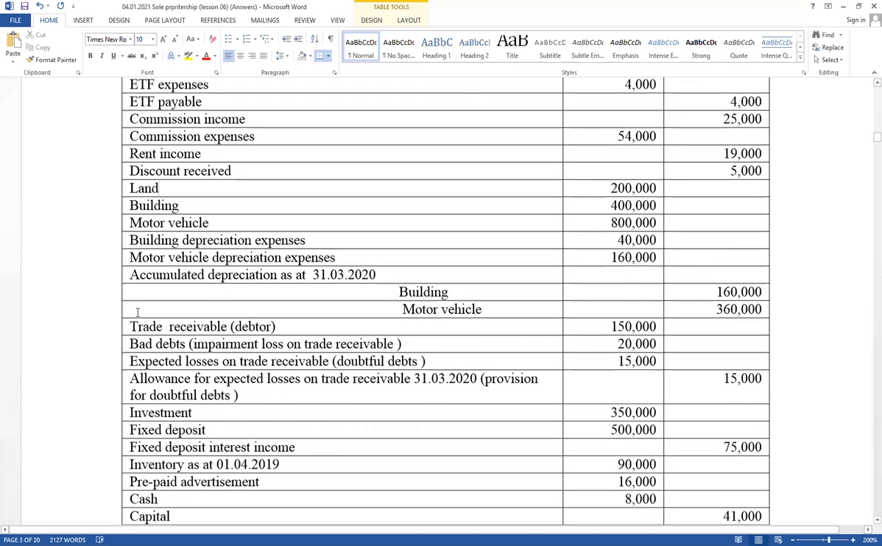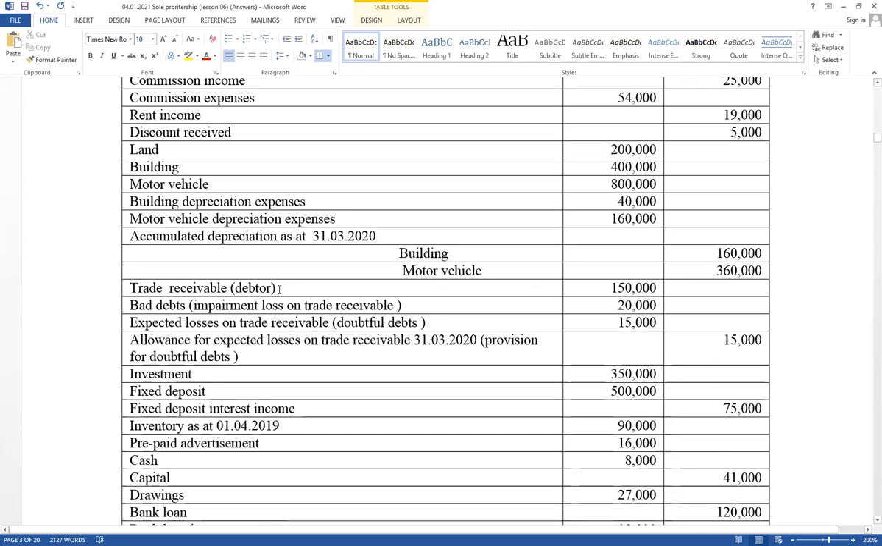Then trade receivable also should be included under current assets, first column. From this value, provision for doubtful debts should be deducted. Trade receivable under current assets, as well as allowances for expected losses. This is a provision for doubtful debts. Therefore, from the trade receivable value, deduct this one. That value should be included under current assets.